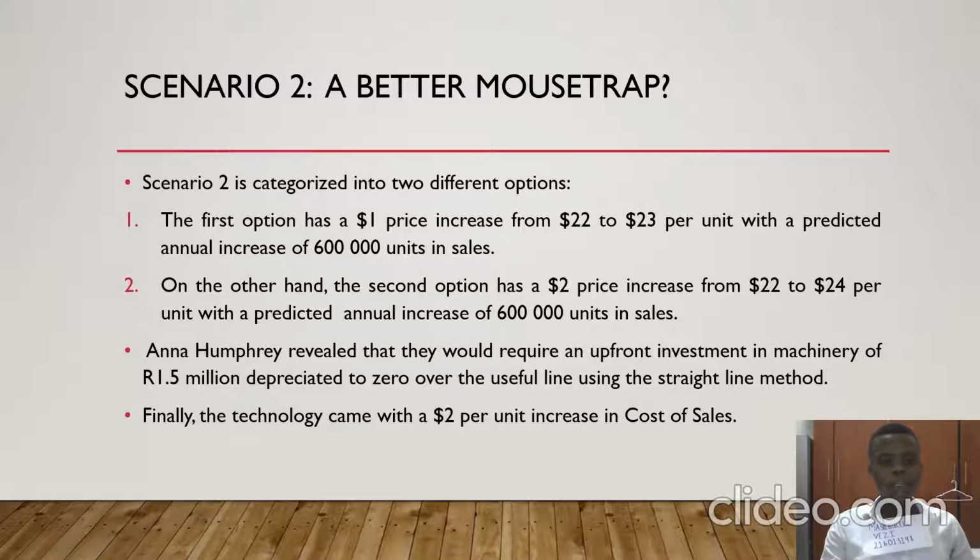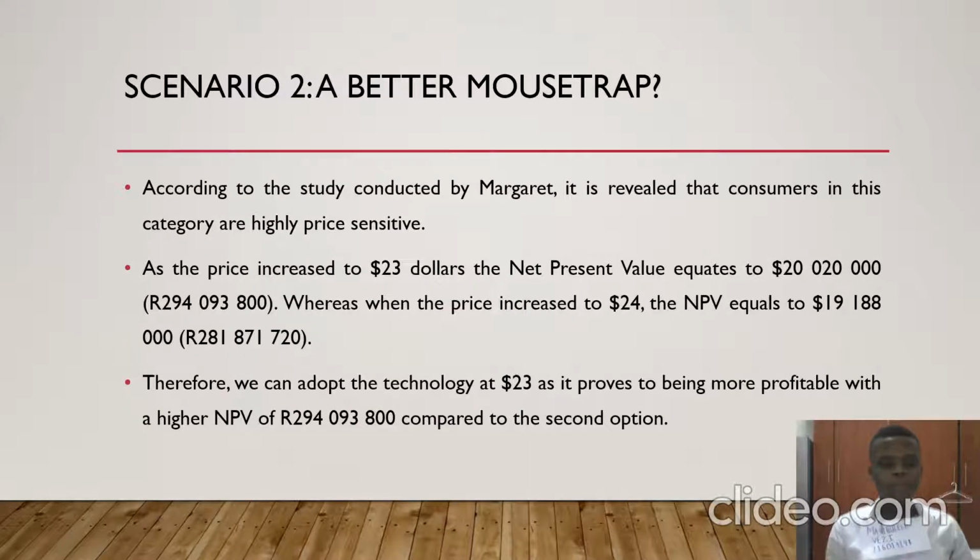Anaheim revealed that they would require an upfront investment in machinery of $1.5 million, depreciated to zero over the useful life using the straight line method. Finally, the technology came with a $2 per unit increase in cost of sales. According to the study conducted by Margaret, consumers in this category are highly price sensitive.